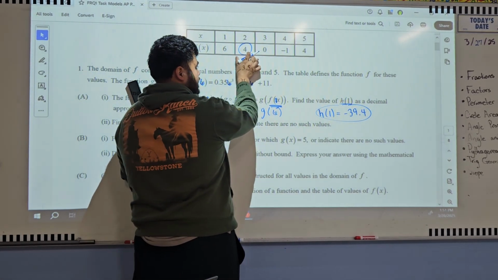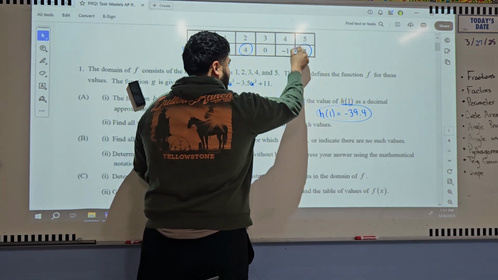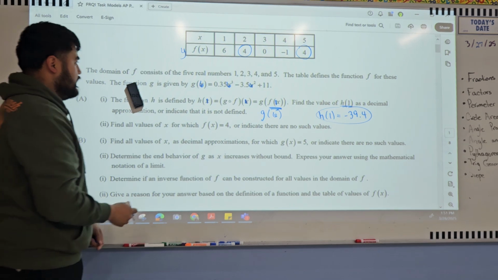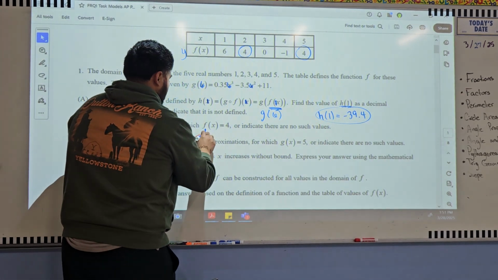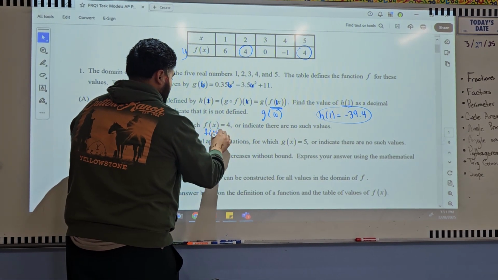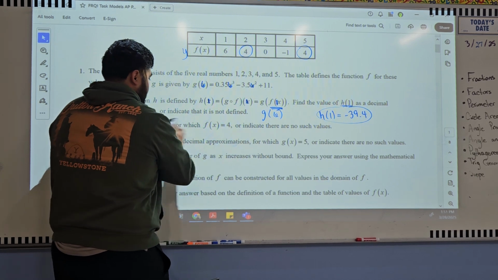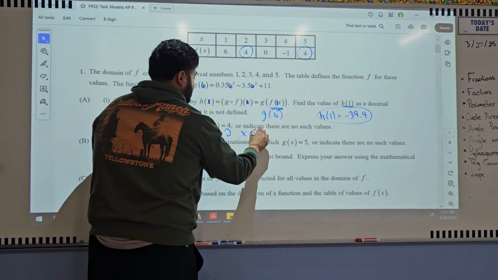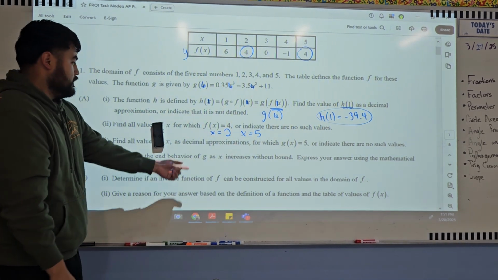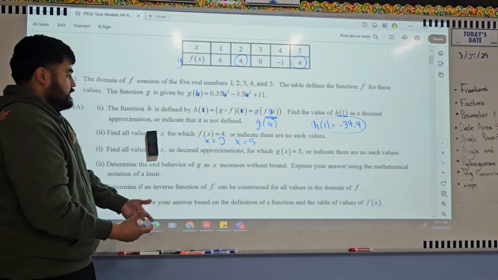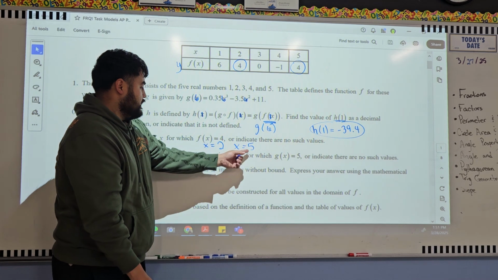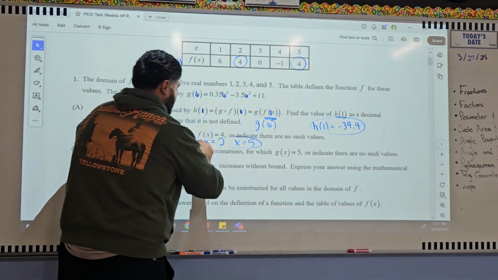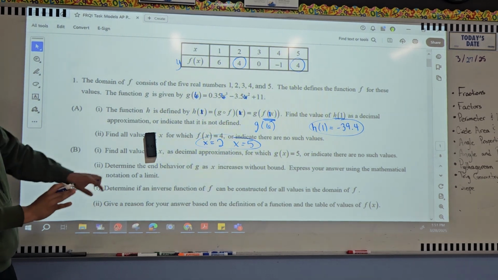So you have a 4 right here, but that's not the only 4. You also have this 4 right here. So what are my values? You can say that f of x equals 4 when x is equal to 2, and x is equal to 5. They gave you the y, find the x value. So here you have 2 solutions: x equals 2 and x equals 5. And that is literally it. No other thing. Just focus on that.